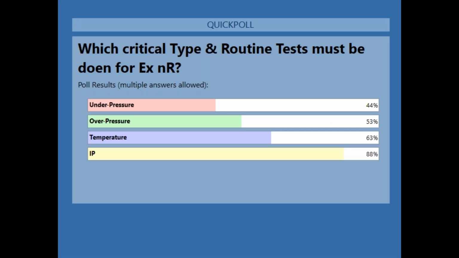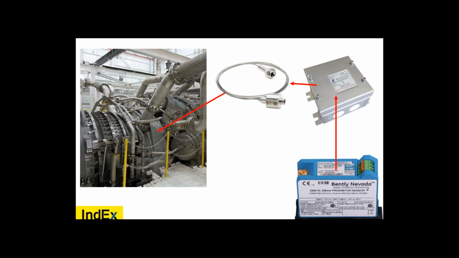Okay, so the correct answer for EX NR, the type of testing, well, yeah, definitely IP rating or IP testing, definitely temperature testing, but also you either do an under pressure test, leakage test, or an over pressure leakage test. So all answers, but under or over pressure. Another question.